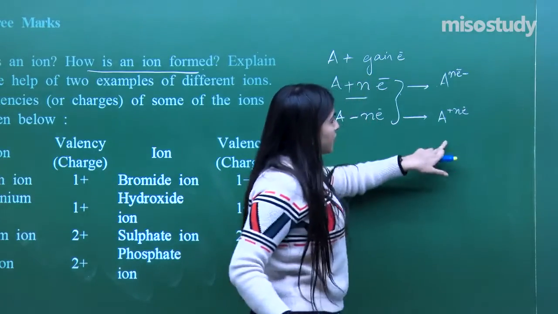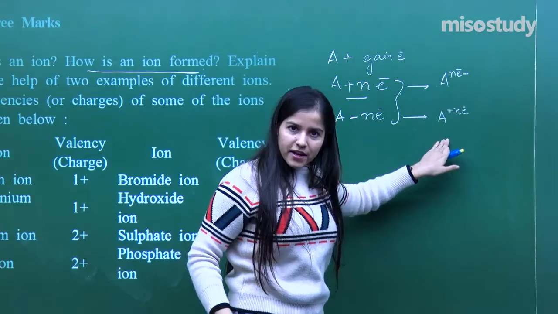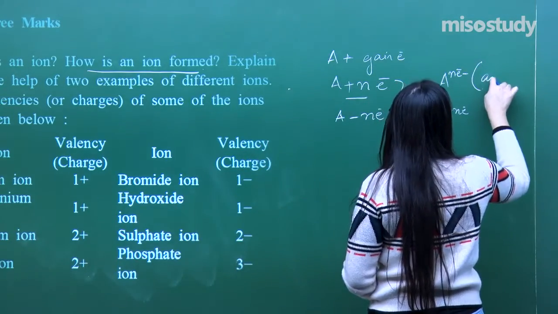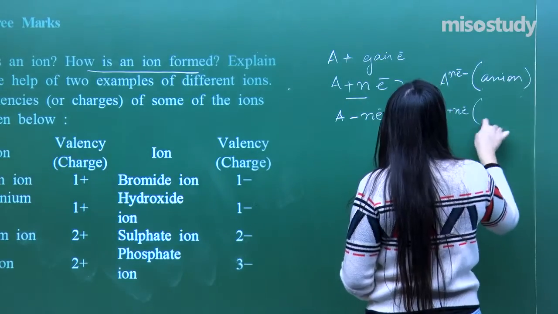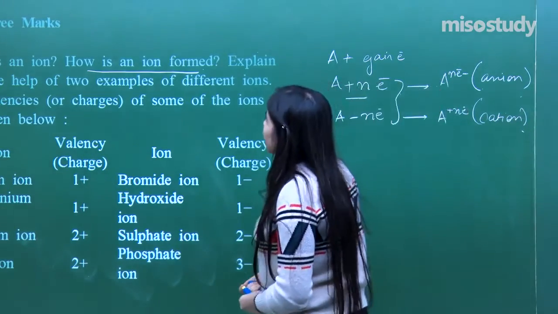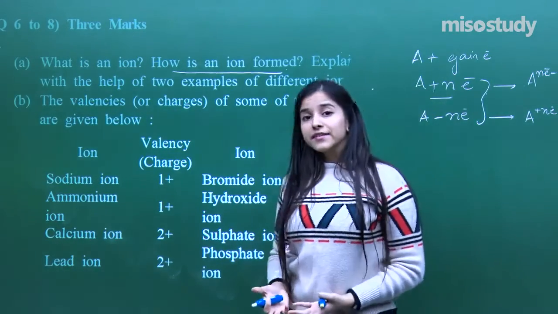So in both of the cases, one is the negative ion which is formed, another is the positive ion which is formed, and the negative one is known as the anion, whereas the positive one is known as the cation. So, explain with the help of 2 different examples. Yes, I can give examples as well.